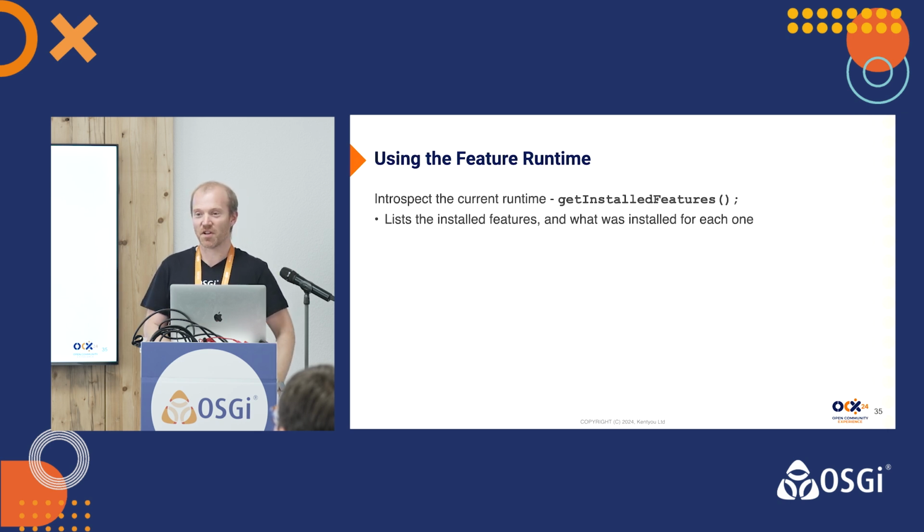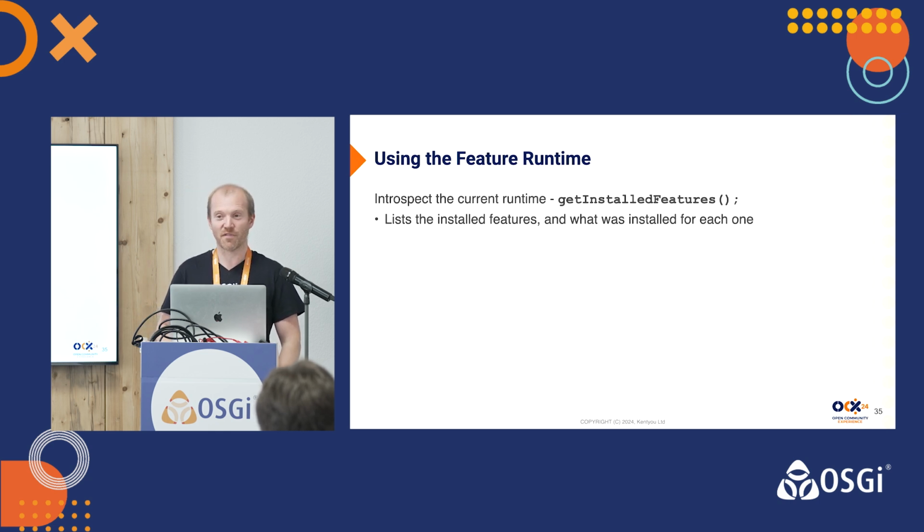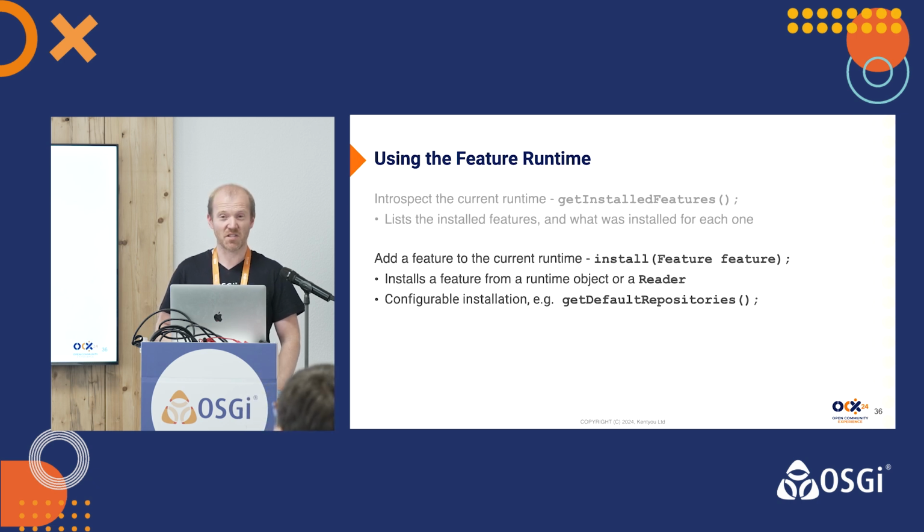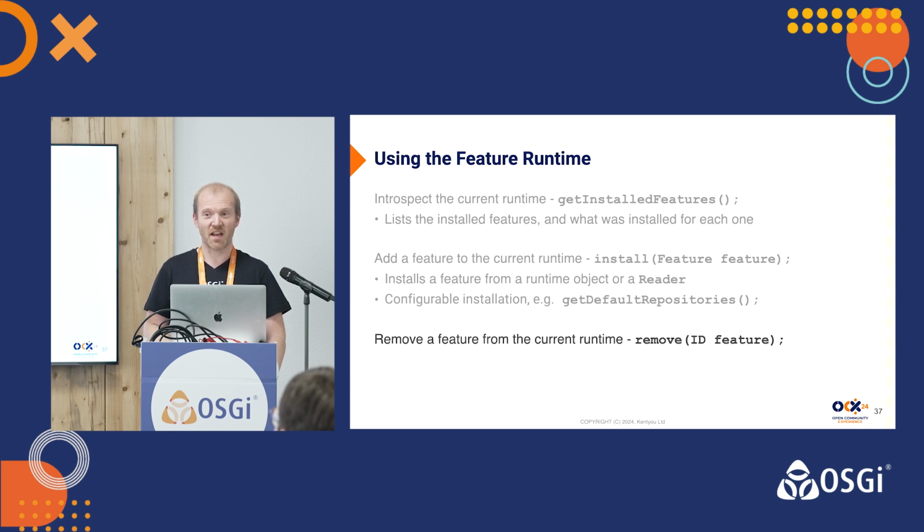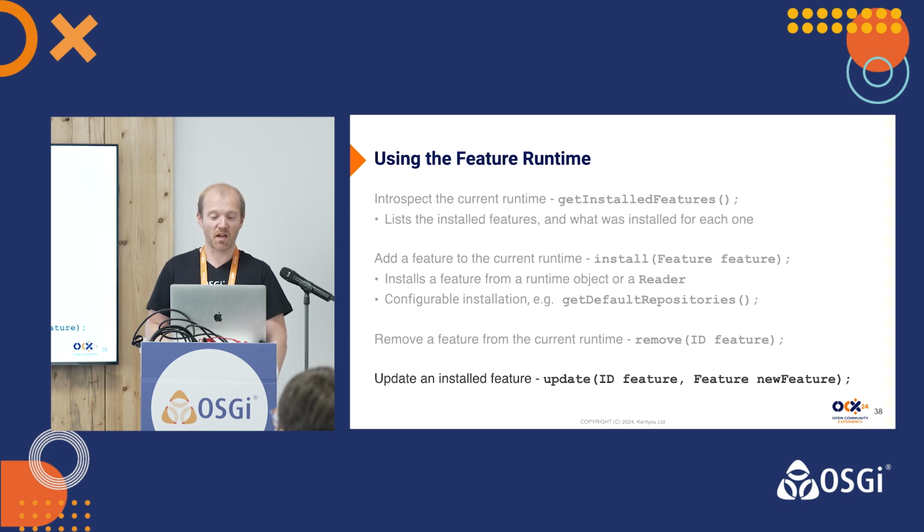So using the feature runtime is pretty easy. You can introspect what's currently there. We have get installed features, which will list everything that is installed, including what bundles and configurations were installed for that given feature. You have the ability to add things into the runtime using install, and you have the ability to remove stuff again using the ID of the installed feature. Finally, you can do an update, which will take an existing feature and make the ideally minimal set of changes needed to reflect a new feature that you want to deploy in its place.